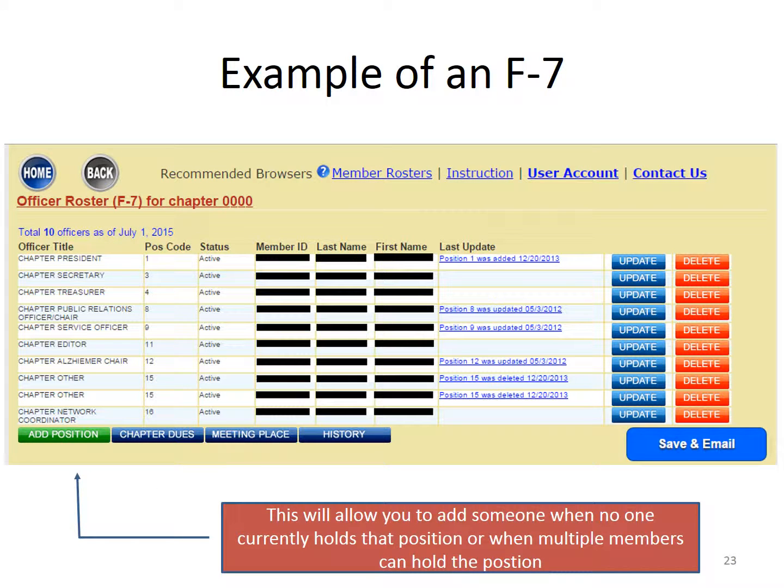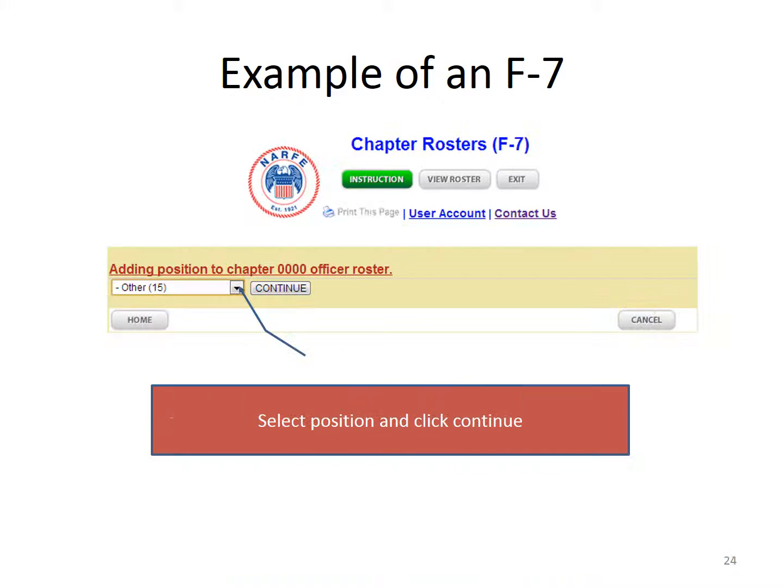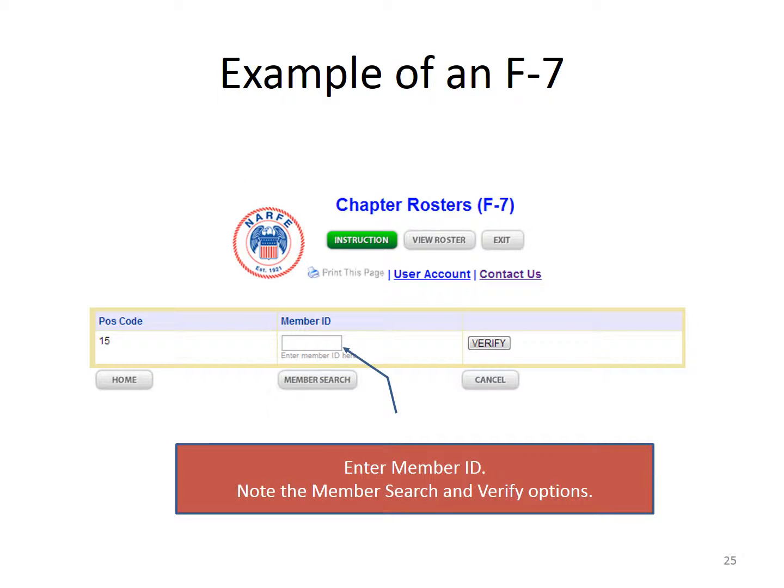The Add Position button will allow you to do what it says, add a position. There is a drop-down list for you to choose a position. In this case, position code 15, Other, has been selected. Enter the member ID. Note that the Verify and Member Search buttons are the same as we discussed on a previous slide.